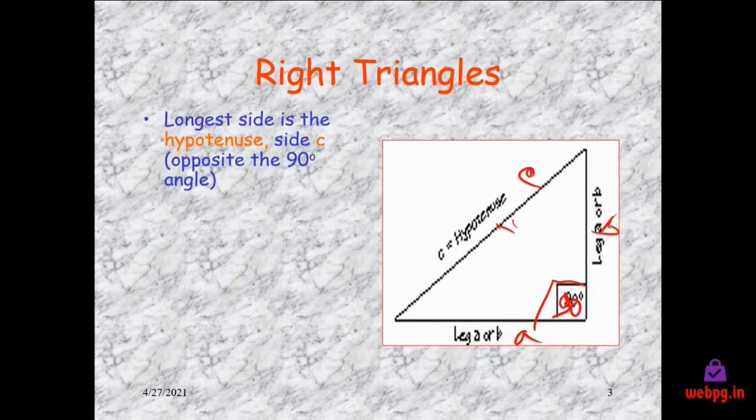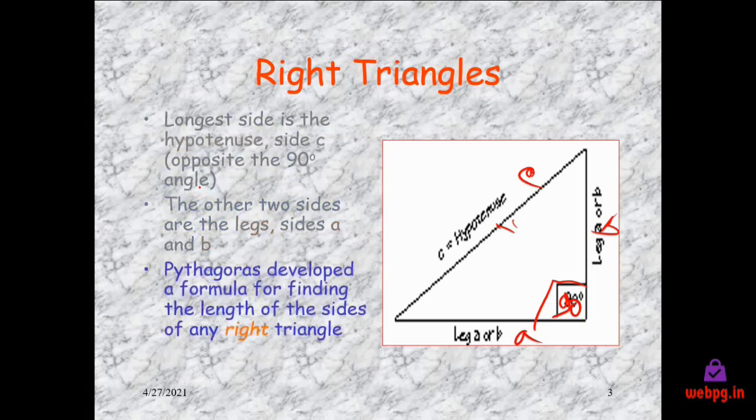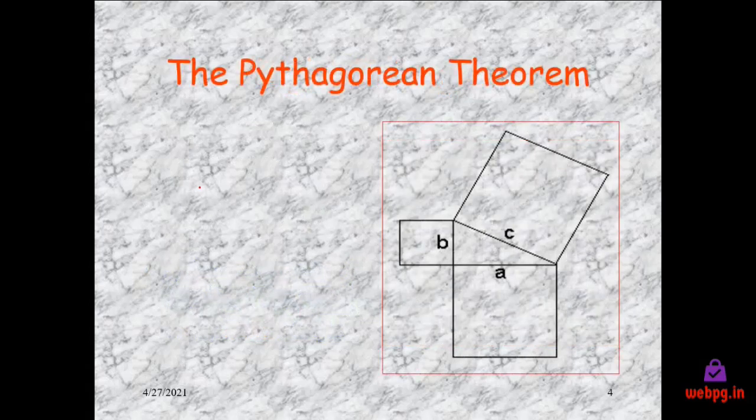If we try to make equations, we will do that in the next slides. The other two sides are the legs, sides A and B. Pythagoras developed a formula for finding the length of the longest side, the side C, of any right angle triangle, any right triangle, right? So now what's the formula?